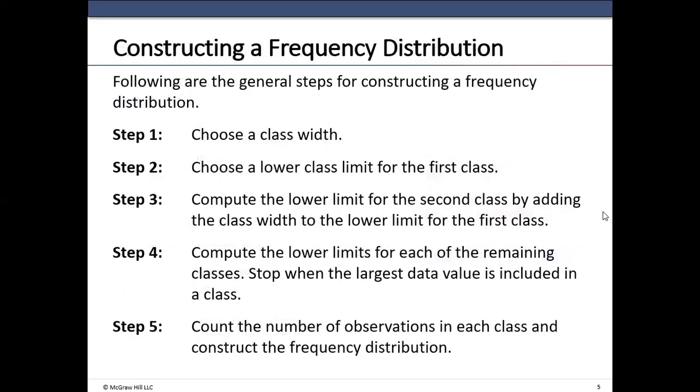So choose a class width. These are the steps. Choose a lower class limit for the first class. Compute the lower limit of the second class by adding the class width to the lower limit of the first class. Compute the lower limit for each of the remaining classes. Stop when the largest data value is included in the class. Count the number of observations.